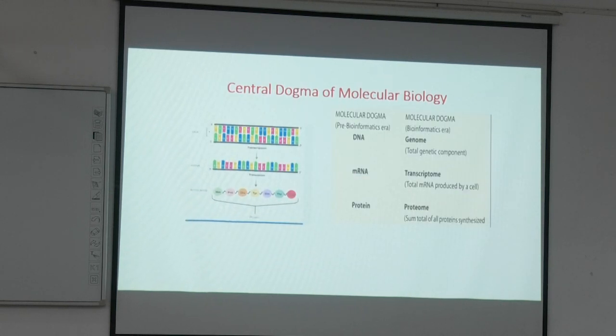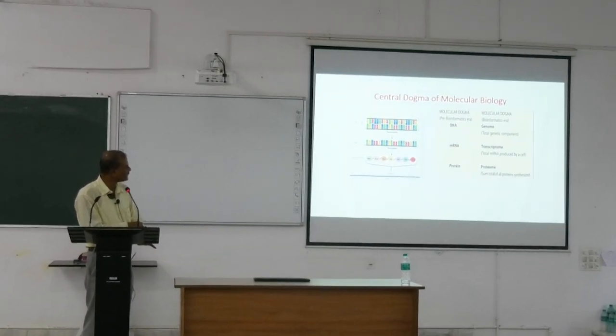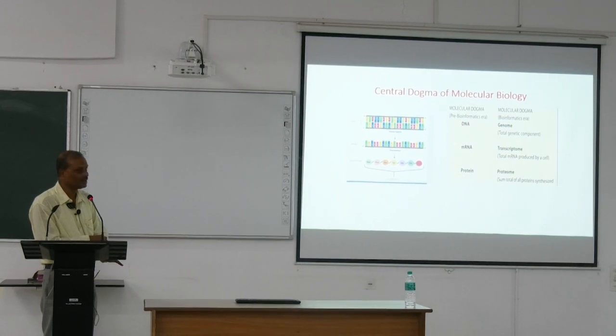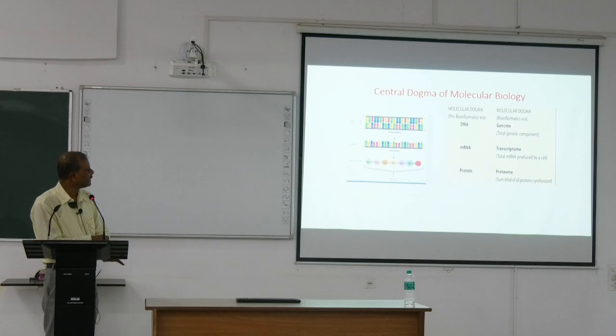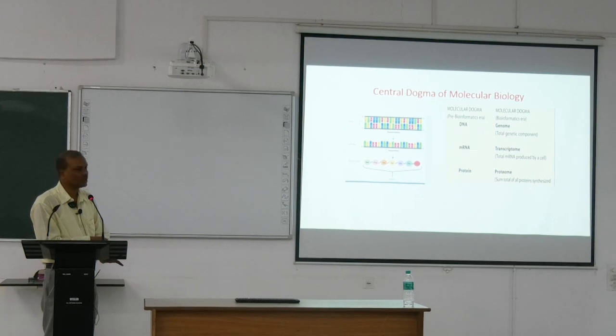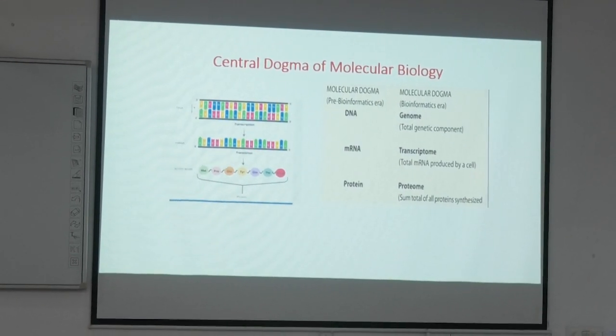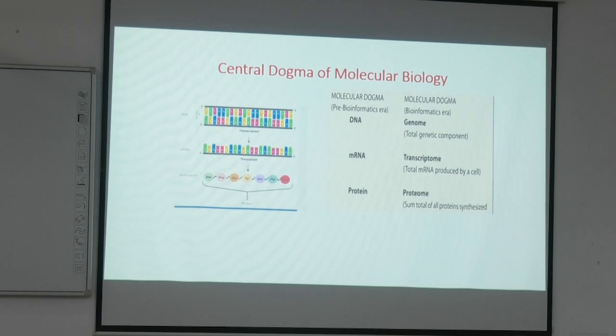So earlier, in the pre-bioinformatics era, when we were MBBS students, we used to have DNA, mRNA, and protein. Now, with the era of bioinformatics, this has been converted into a genome, meaning the total genetic component. This has become the transcriptome, that is the total mRNA produced by a cell, and protein has become the proteome, the subtotal of all protein synthesized. So proteomics is a new chapter which has been in discussion for the last 20 years. We no longer just call it protein.